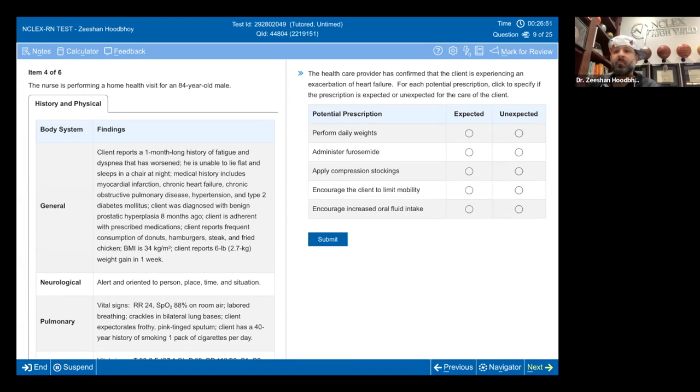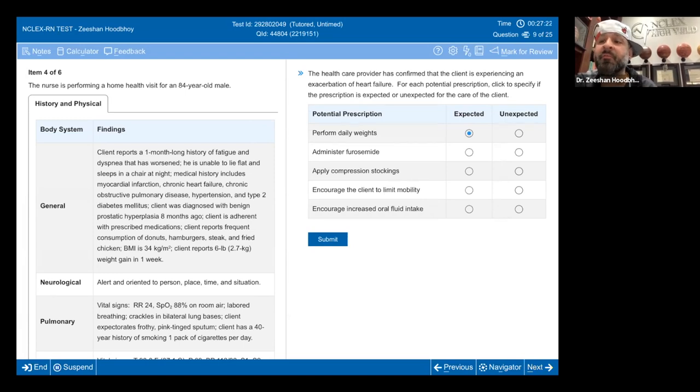Now, we're going to go. A healthcare provider has confirmed that the client is experiencing exacerbation heart failure. Wow. We knew that from the first question. For each potential prescription, click to specify the prescription is expected for the client or unexpected. So now we're doing what? We're managing them. Now we're managing them, right? So do we tell them to do daily weights? Did we learn that? Sure did.